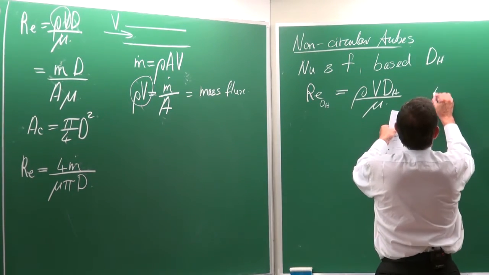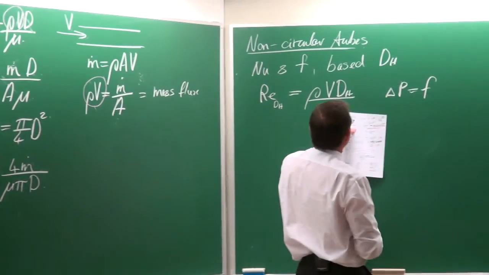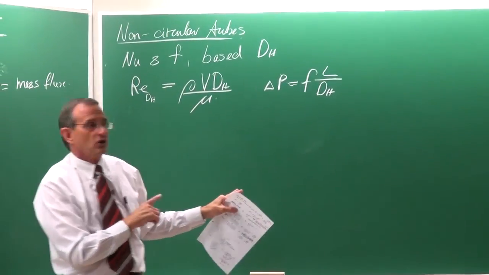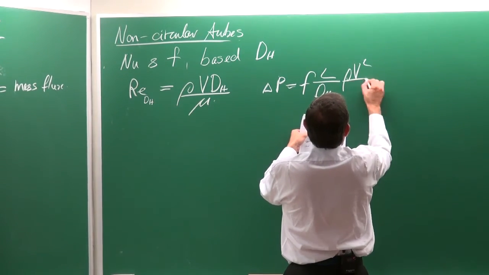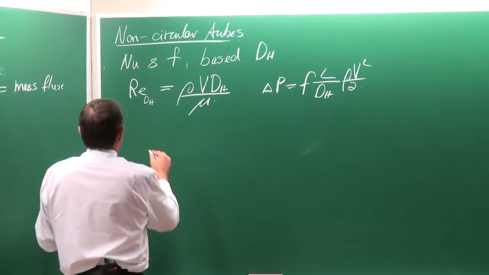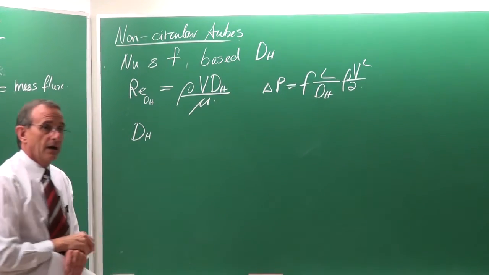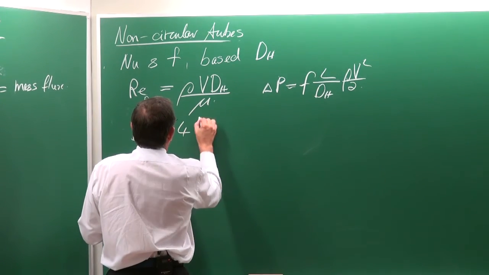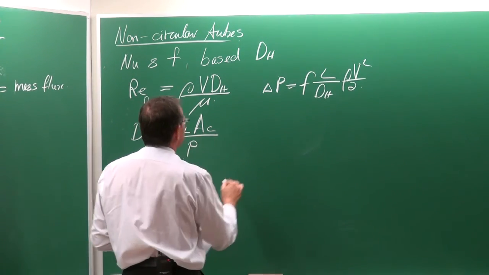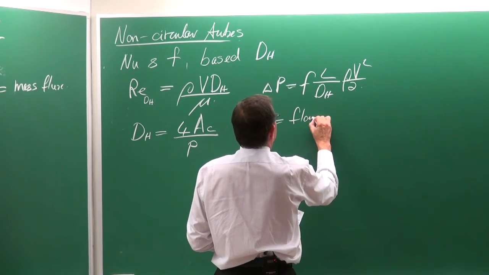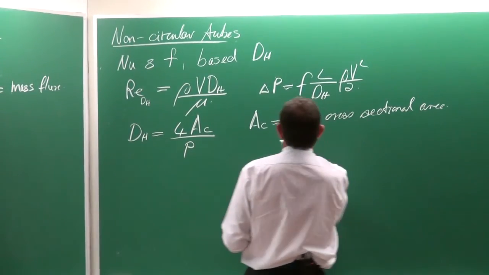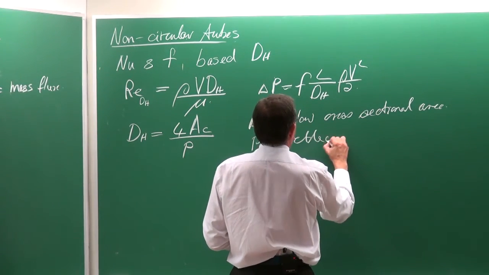And then the same for the friction factor, of course, and that you've done in fluid mechanics. So the pressure drop would be equal to the friction factor multiplied by L, not divided by the diameter, but the hydraulic diameter, multiplied by rho V squared divided by 2. And then you can get the pressure drop. So for those of you who cannot remember the definition of the hydraulic diameter, the definition is equal to 4 times the flow cross-sectional area divided by the wetted perimeter. Okay, so A_c is the flow cross-sectional area, and P is the wetted perimeter.